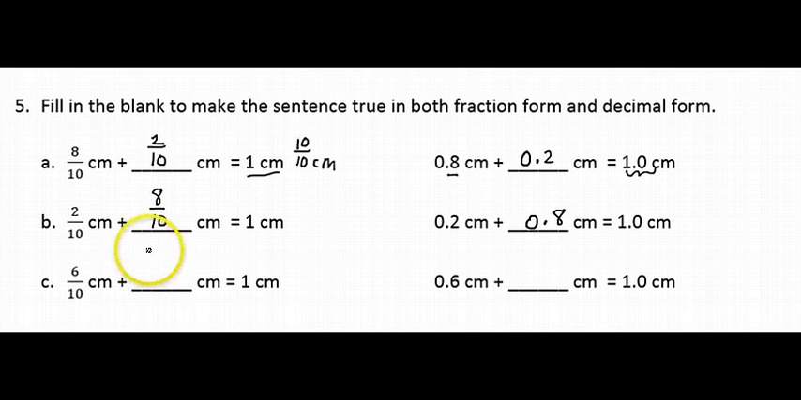Question C, I start with 6/10 of a centimeter. I would need 4 more tenths to make 1 whole centimeter, and then same thing in the decimal form. 6/10 of a centimeter would be added to 4/10 of a centimeter to get 1 whole centimeter, or 10/10 centimeters.